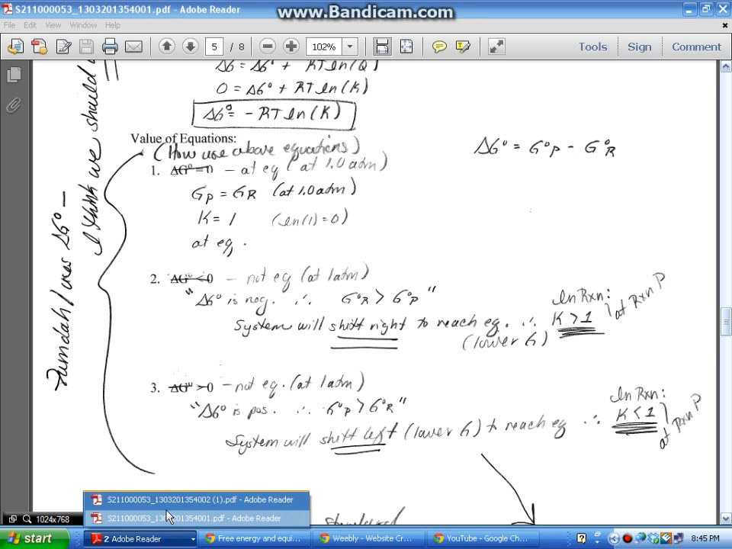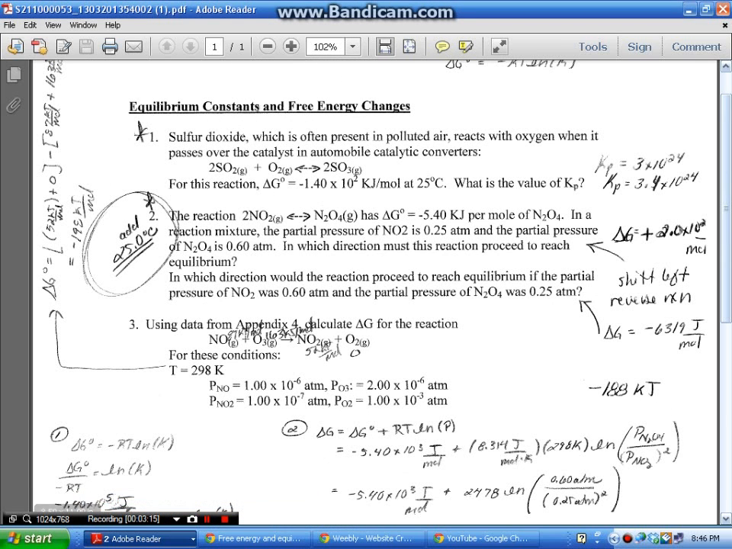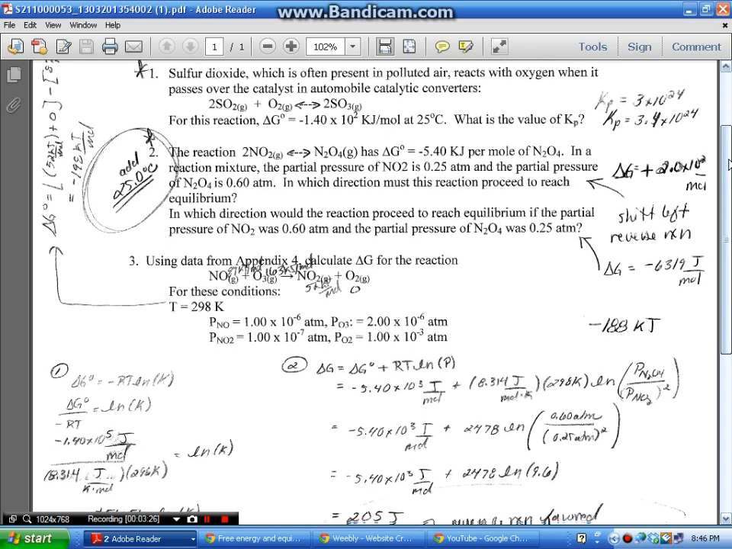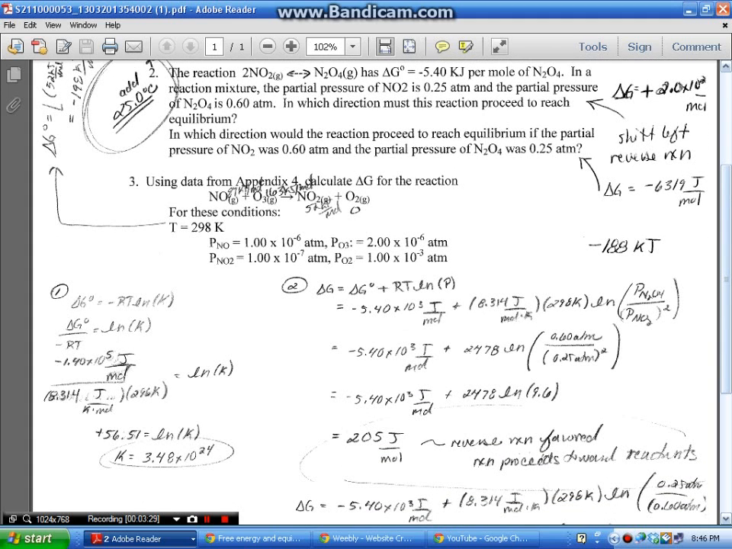All right, so if we go back to this problem, whenever you solve this, now our delta G is negative 5.40 kilojoules per mole. When you solve, and I have the work here, you get 205 joules per mole, I'm sorry. And in comparison, this is much larger than this negative value. So we're larger, that means we are going to shift left. The reverse reaction is favored.